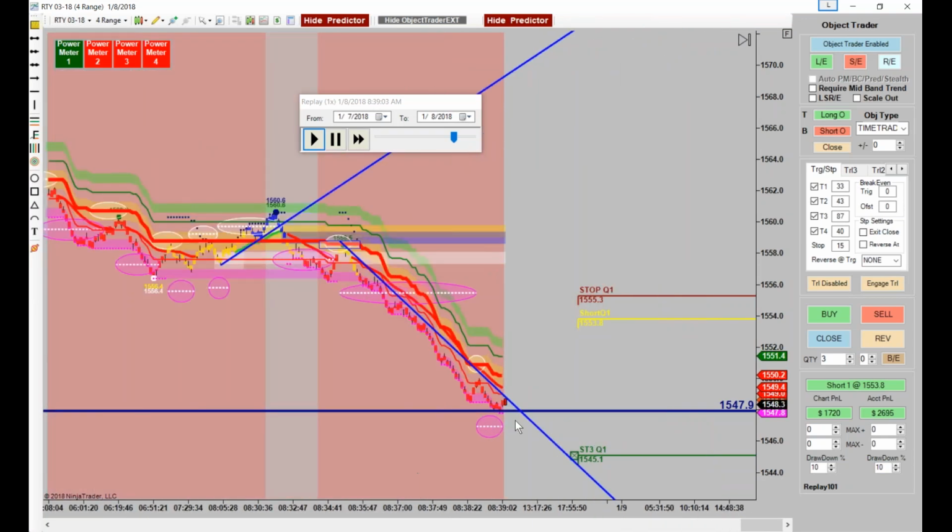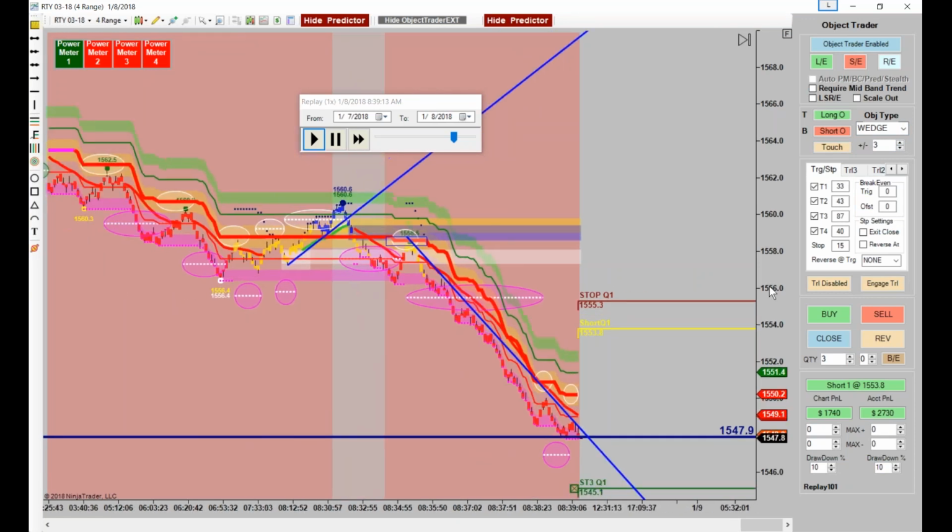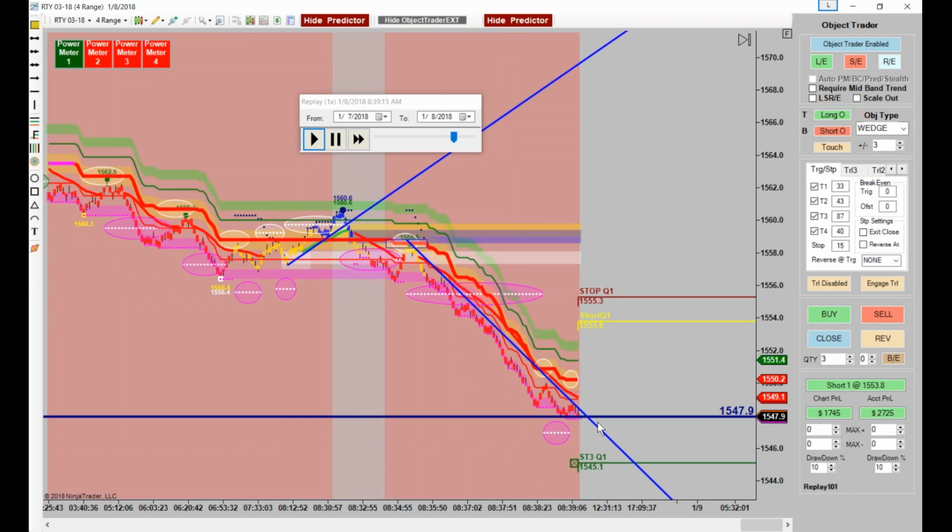But let's just see. Time trade. Whoop, that's time trade. We want wedge. Wedge, touch plus 3 is good enough for me. We'll go 3. So far, it's still hugging our trend line. We're fine. Everybody see my trend line? I drew it from way back here. It's just now kissing it.